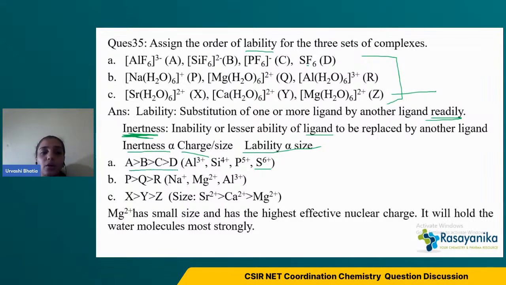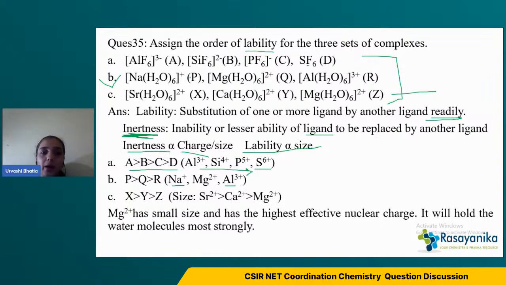That is why this is the order of lability. The charge is least here, 3, and the charge is increasing in this order, right? So higher the charge, higher will be the inertness and lesser will be the lability. Inertness and lability have an inverse relation. Okay, so talking about set B, sodium, magnesium, aluminum. Here also it is the same thing, on the basis of charge you can distinguish Na plus, Mg2 plus and Al3 plus. Highest charge, highly inert and less labile.